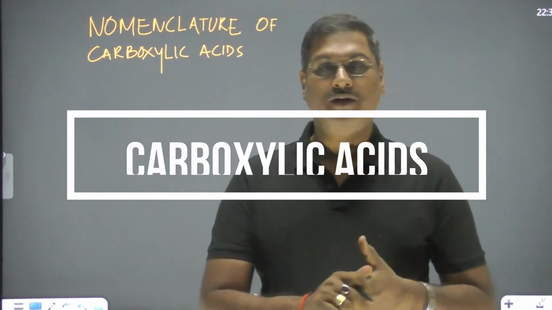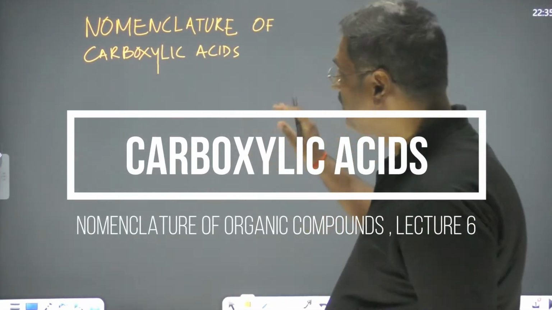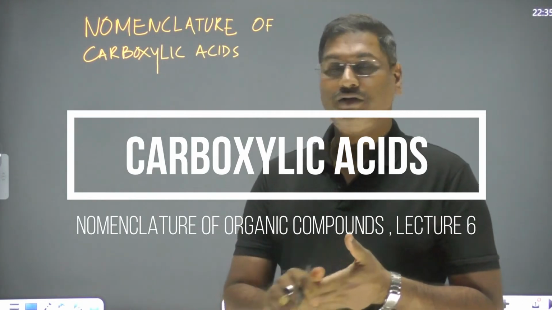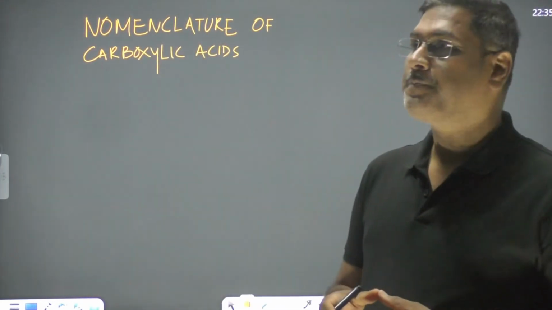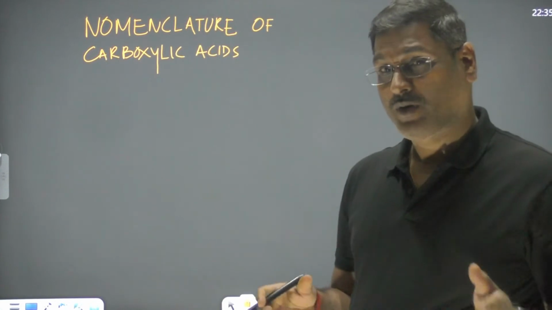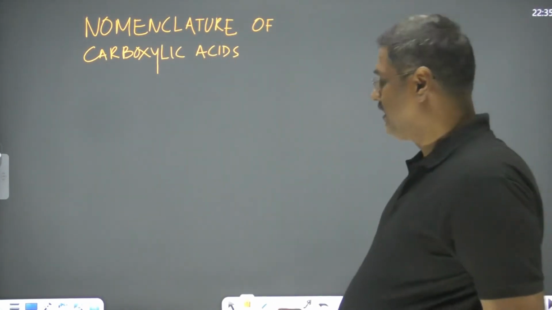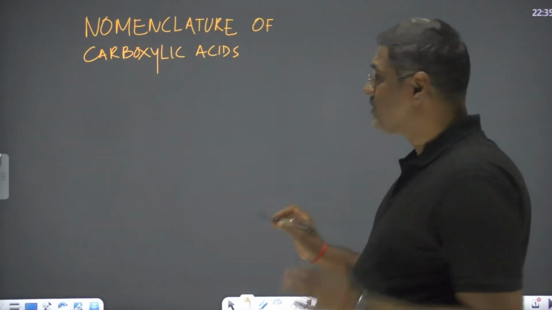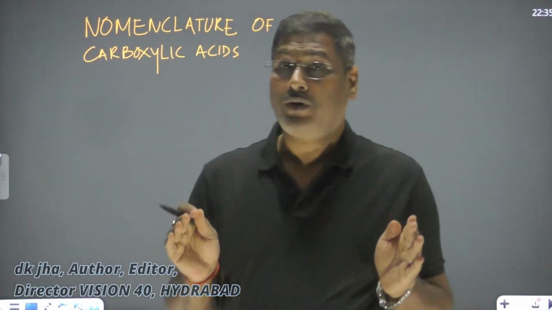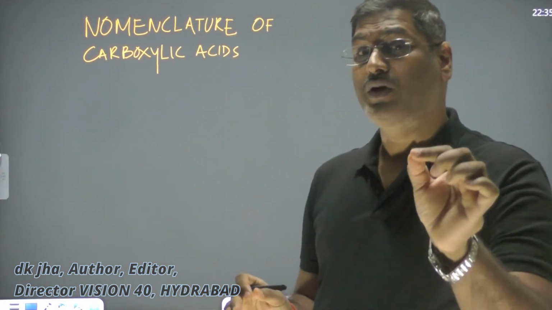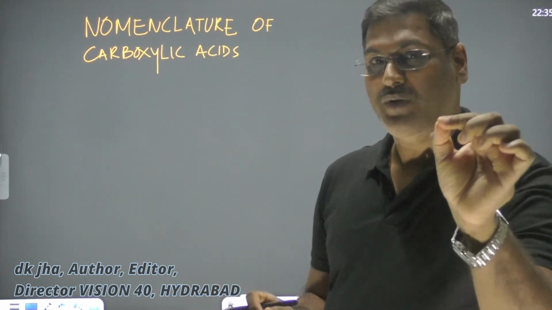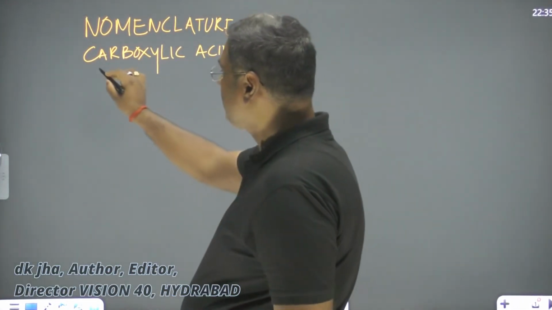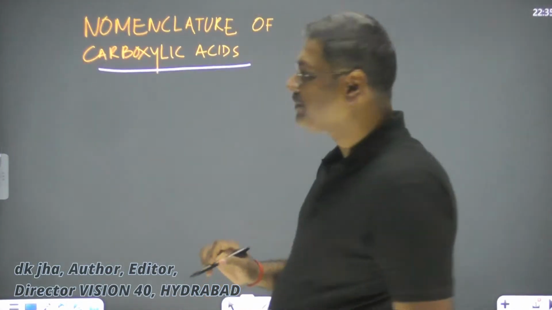Today we'll discuss nomenclature of carboxylic acids. It is a continuation of nomenclature of organic compounds, and we are starting here the nomenclature of organic compounds with the prime functional group. This is the first example. So we start here our discussion with the carboxylic acids.